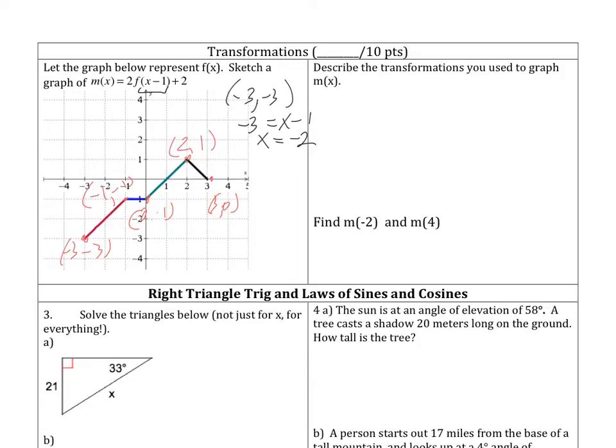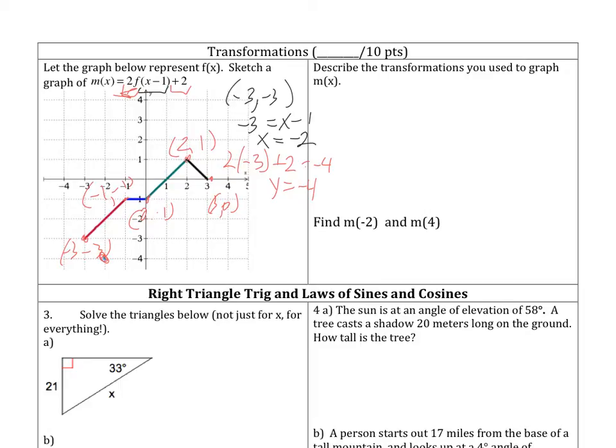For the y value, I'm having two things happening. I'm going to multiply by 2 for the number out front, and then I'm going to add 2. So if I start at negative 3, I'm going to multiply that by 2, and then add 2. 2 times negative 3 is negative 6, plus 2 is negative 4, and that's my first y value. So negative 3 comma 3 is going to become the point negative 2 comma negative 4.